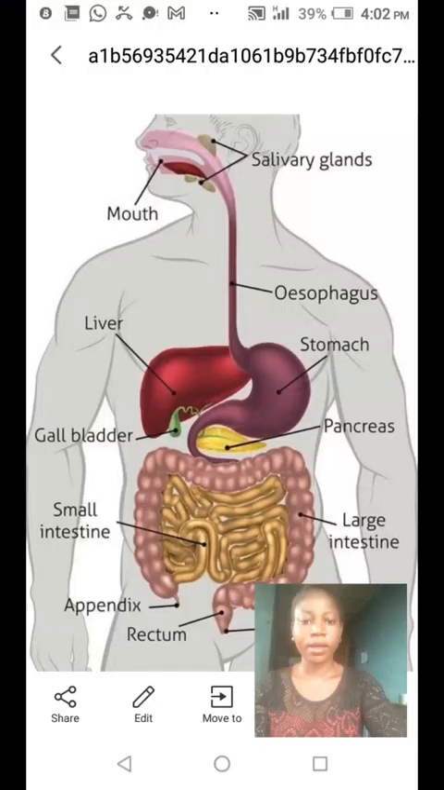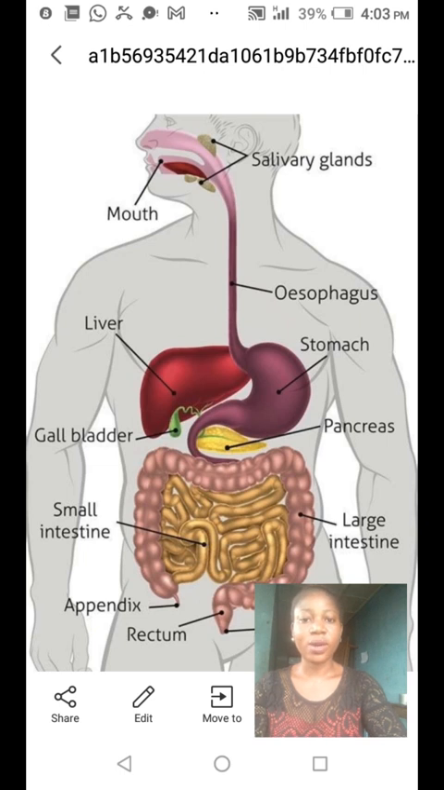Okay, this is the diagram we are going to use to help us to identify the various functions of the organs that are found in the digestive system of a man. Now, the first organ you see there is the mouth. What are the functions of the mouth? The mouth contains the tongue, the teeth, as well as the salivary gland.